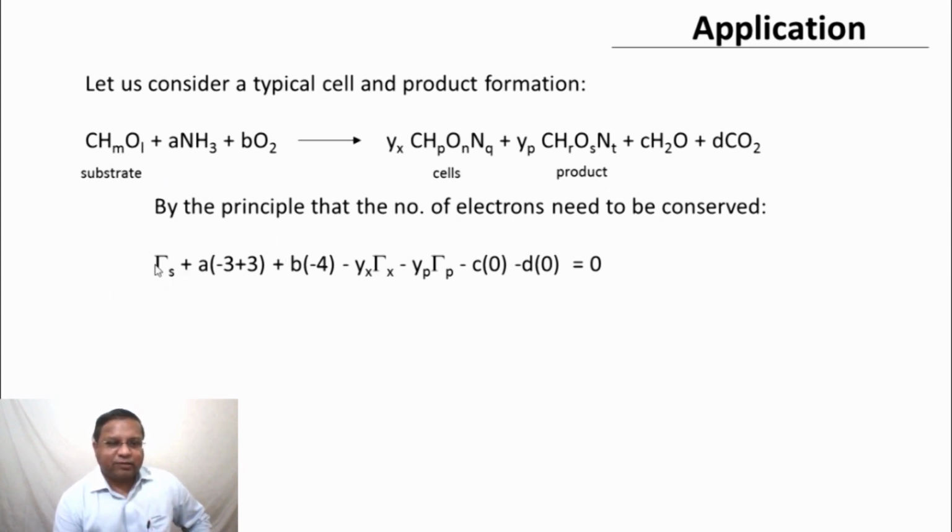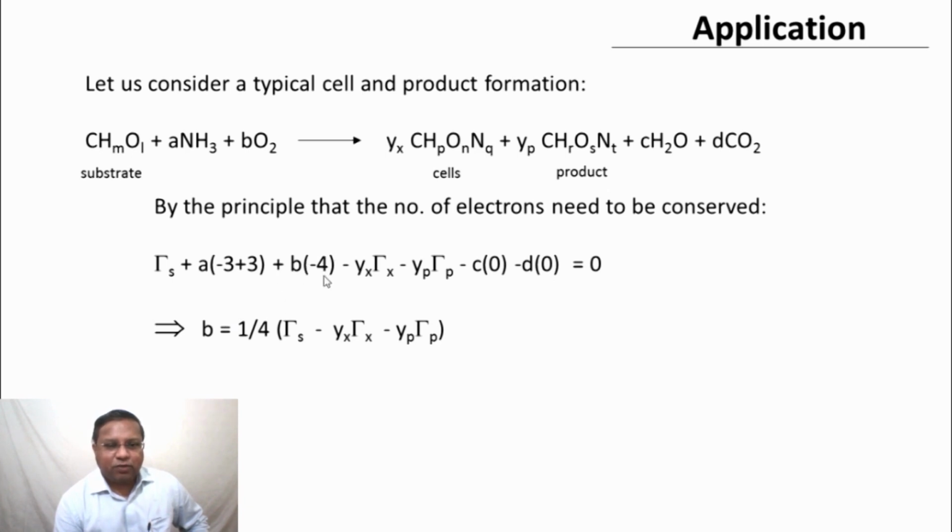So gamma of S, the substrate, plus the gamma of ammonia into A, because that's a stoichiometric coefficient here, A times minus 3 for N plus 3 for hydrogen, plus B times minus 4. I am writing this as an equation, therefore I am bringing all these to the other side, minus Yx gamma x minus Yp gamma p minus C times H2O was 0, so that is 0, minus D times CO2, gamma of CO2, that is 0, that equals 0. So ammonia drops out, water drops out, CO2 drops out, and we have the remaining things. Therefore, A is already dropped out, C has dropped out, D has dropped out. B is the one that remains.